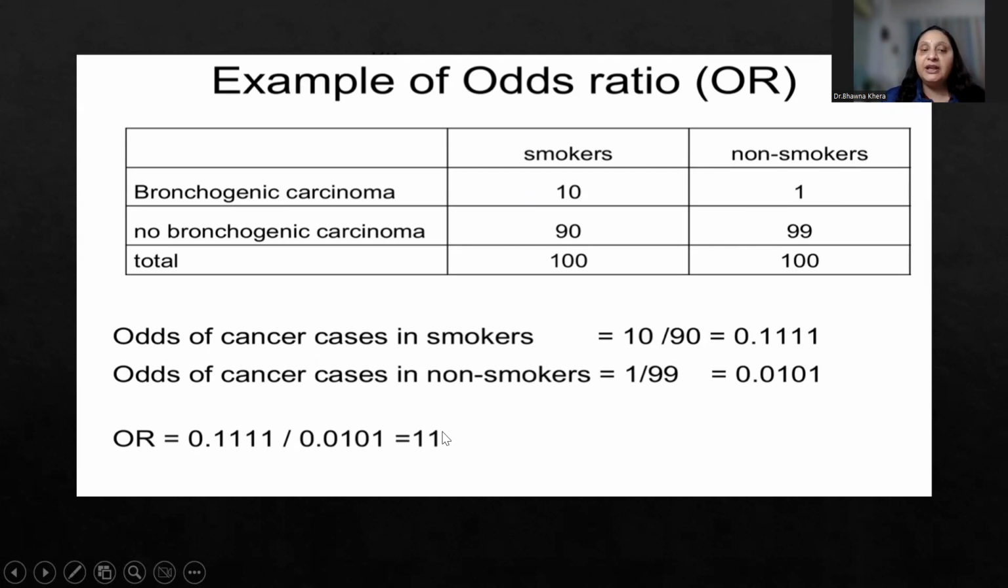So it comes out to be 11. This is how we calculate the odds ratio. It is A by B and C divided by D. A by B ratio is here, then C divided by D ratio is here. So finally, it comes to be 11. That means smoking has approximately 11 times the odds of developing bronchogenic carcinoma.